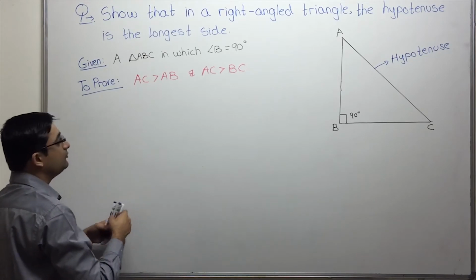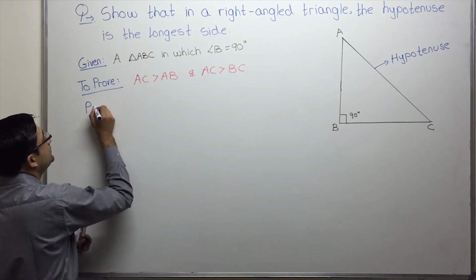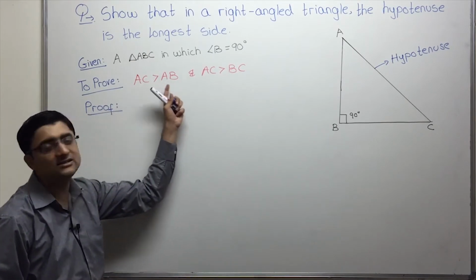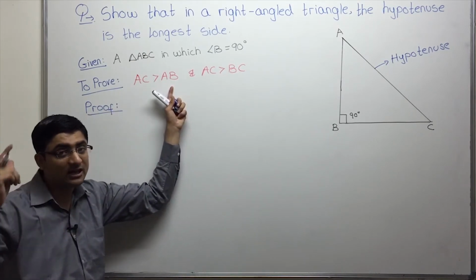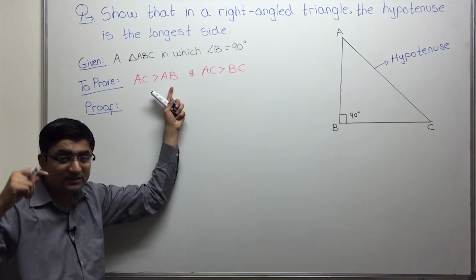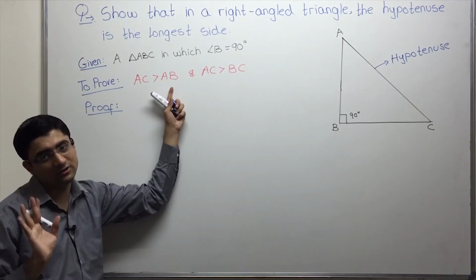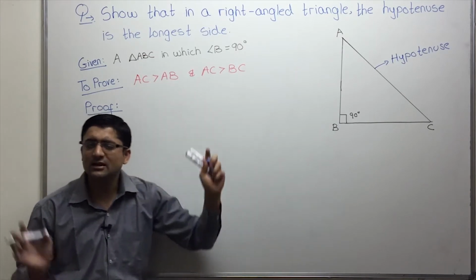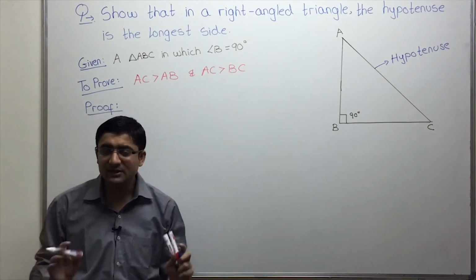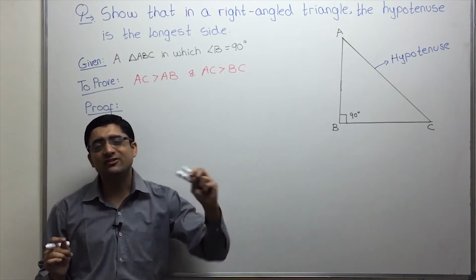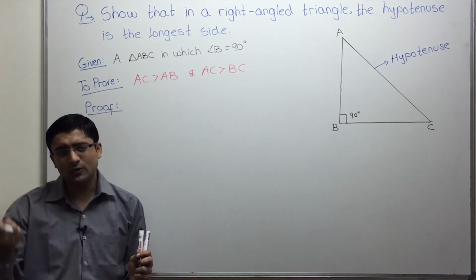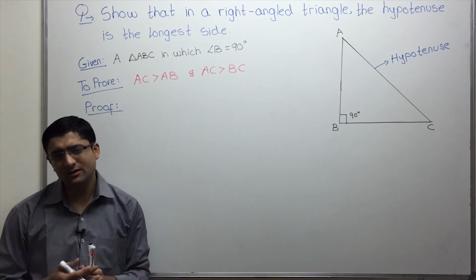Now let's begin with the proof. So see, I want to show that one side is greater than the other. That means we have to take the help of the theorem we learned. In a triangle, side opposite to the greater angle is longer. Whenever you have such questions, in a triangle prove one side is bigger than the other, ultimately we have to take the help of that theorem. So basically, we need a relationship between two angles. One is bigger than the other, and then we can get the conclusion.